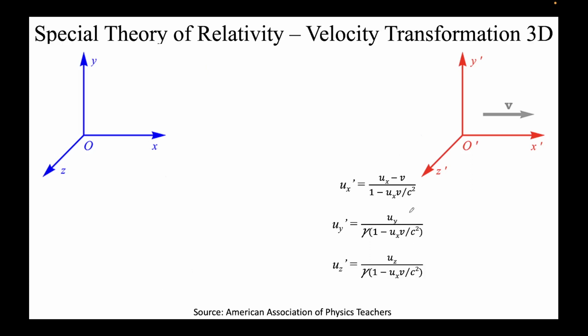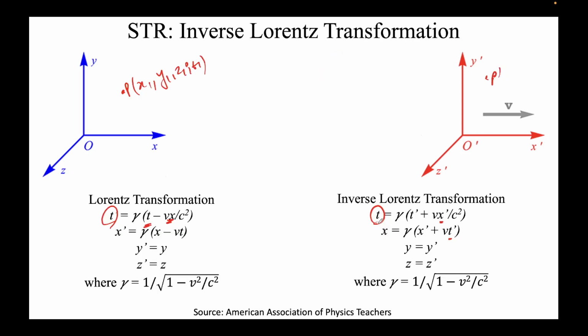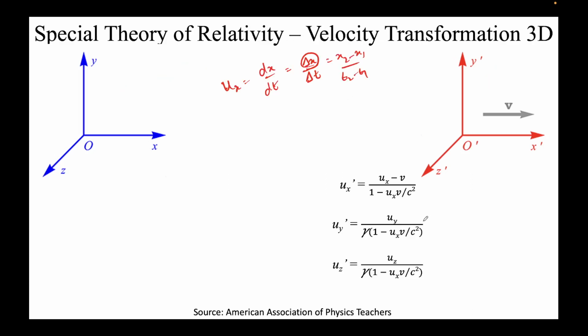Similarly, I told you that velocity ux is nothing but dx over dt, or if non-infinitesimal, delta x over delta t, we can obtain it as x2 minus x1 over t2 minus t1, and using these formulae, you place t1 and t2 here and you get everything.